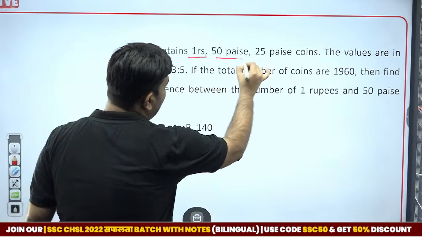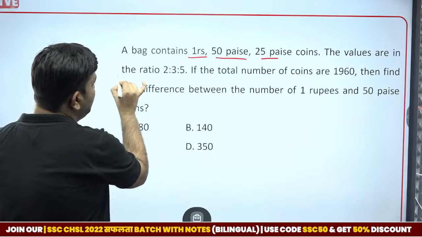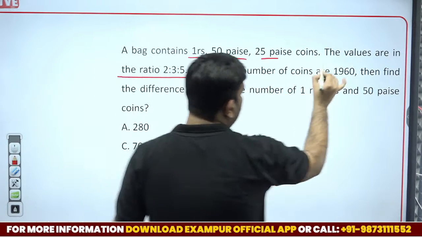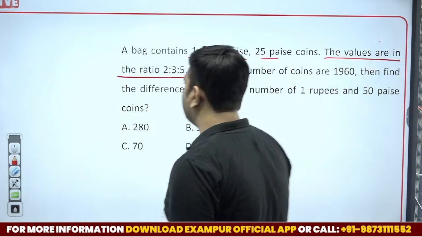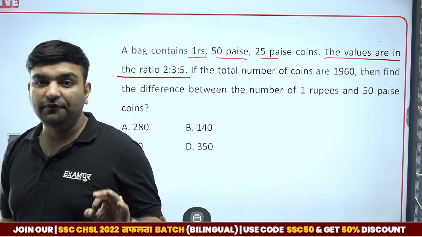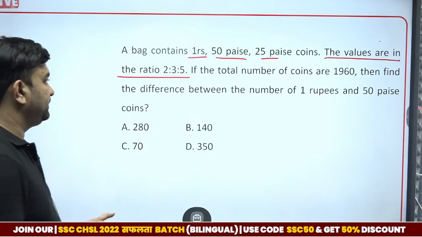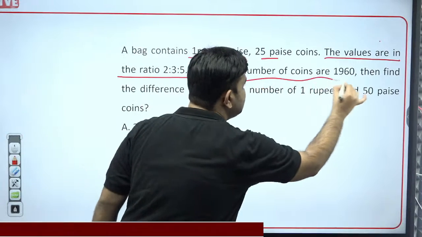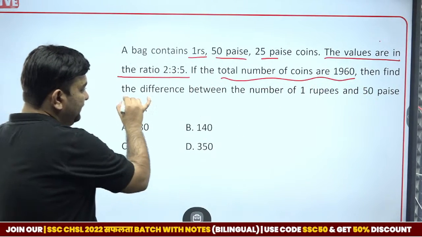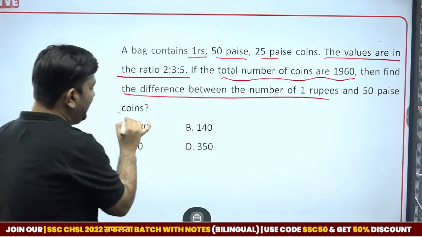₹1, 50 paisa, 25 paisa. Their value is in the ratio. Now the ratio of the values is given. Total number of coins is given. Find the difference between number of 1 rupee and 50 paise coins.